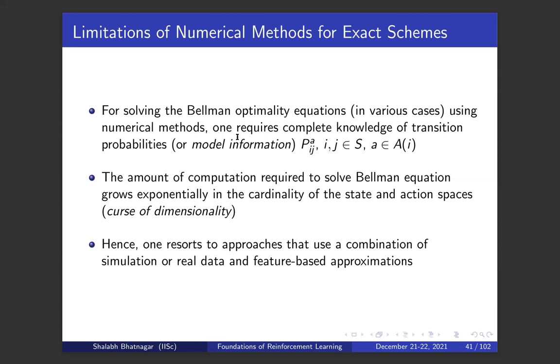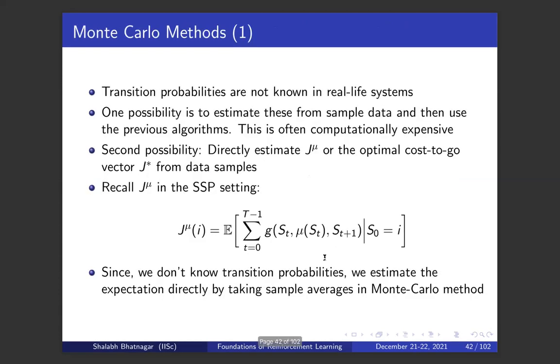You need these probabilities, and many times in real life systems you will not have access to this information at all. And moreover, the amount of computation required to solve the Bellman equation actually grows exponentially in the number of states and actions. And therefore, one resorts to approaches that are a combination of simulation of real data and what we call feature-based approximations. So they involve combinations of approaches that are based on data samples that are made available, and they also make use of approximation approaches.